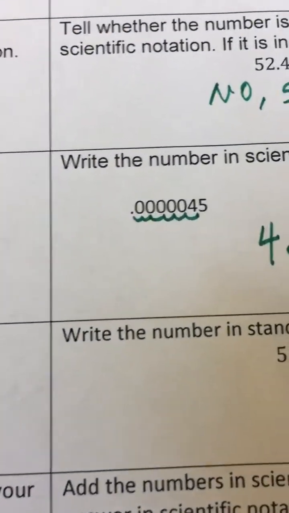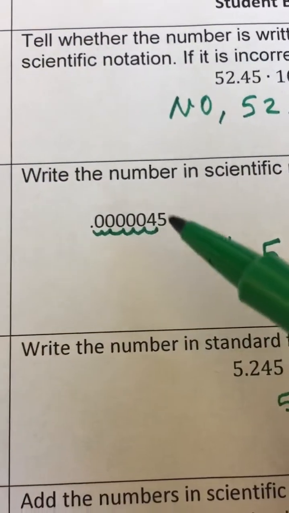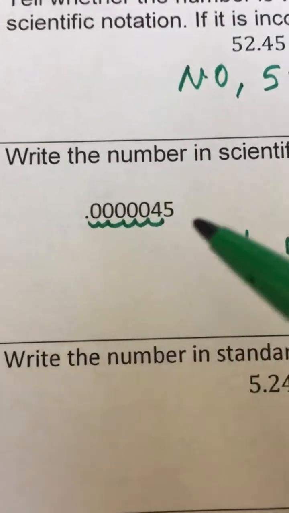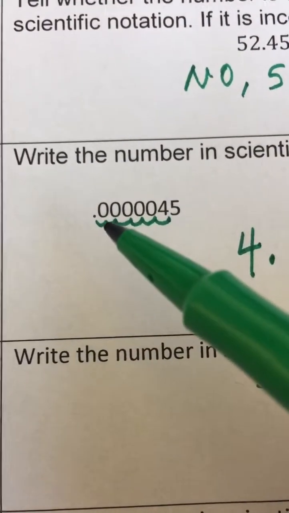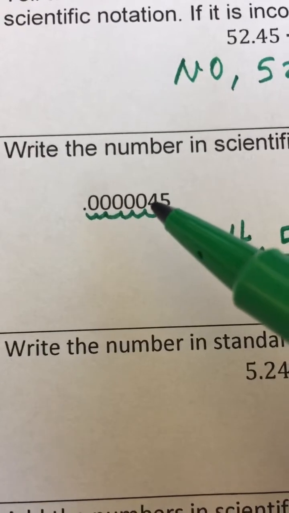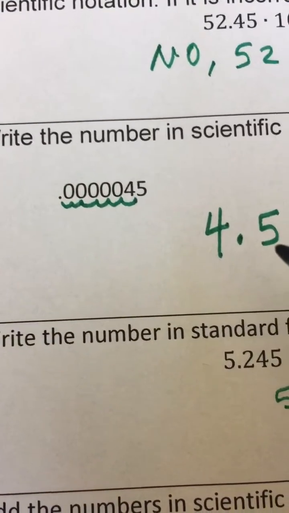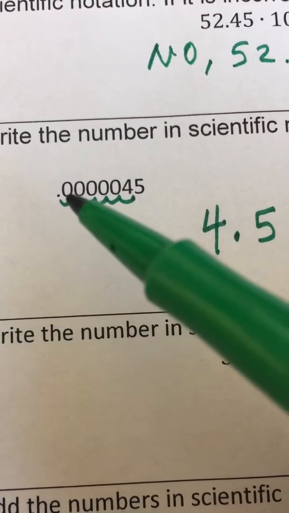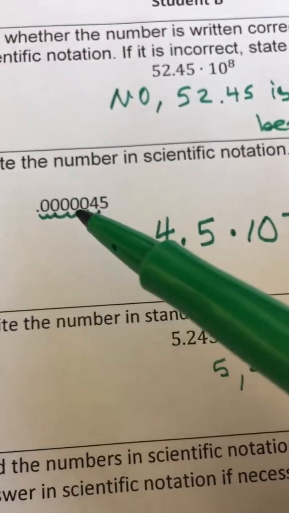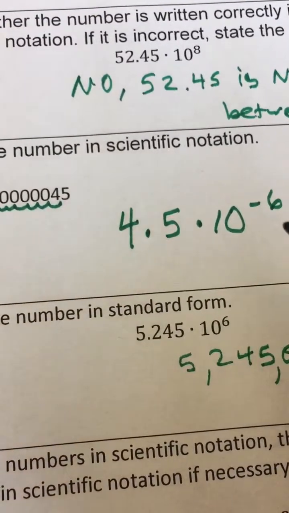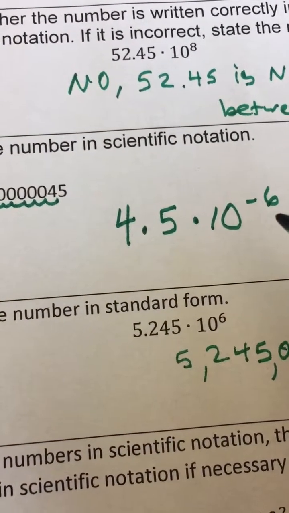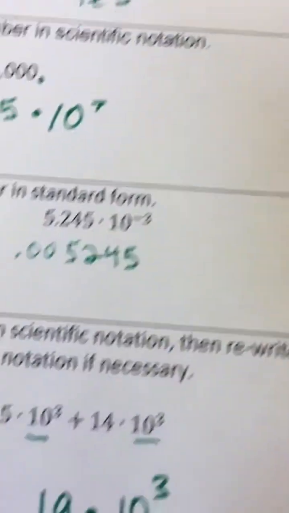Next one. All right, this is a tiny little decimal, so we know our exponent should be negative. So we got to move that decimal between the 4 and the 5 because the coefficient has to be between 1 and 10. So that's 1, 2, 3, 4, 5, 6 places to the right. So it's 4.5 times 10 to the negative 6th.